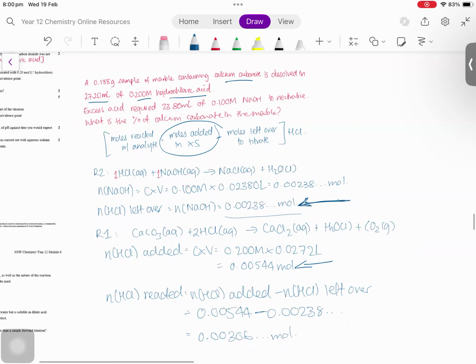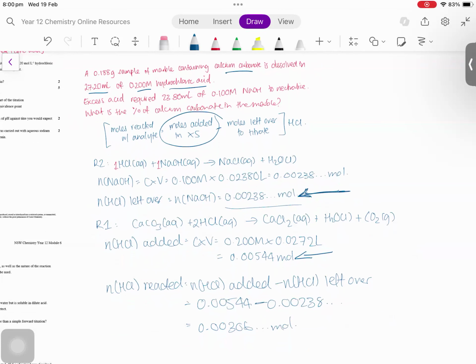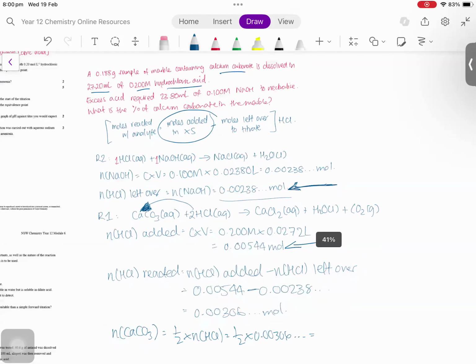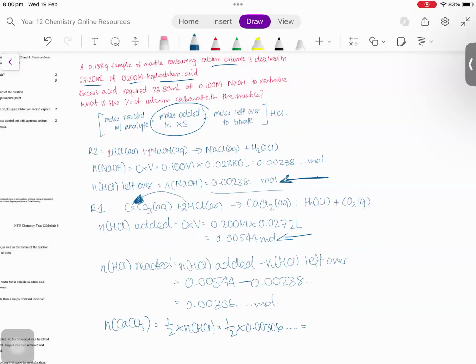Beautiful. Now that you've got that, you can jump to your actual analyte. Your analyte, your unknown, is your calcium carbonate. How do I calculate the moles of calcium carbonate? I'm going to divide by 2. Half times moles of HCl. What do you get for the moles of calcium carbonate?